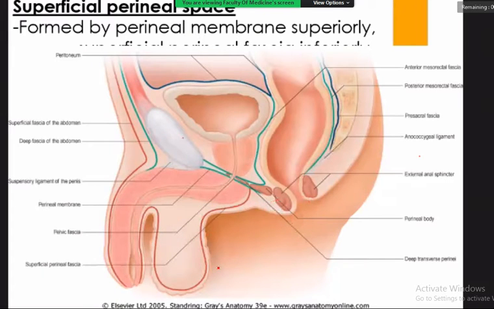Still, in a mid-sagittal section, we can still see the deep pouch between these two green lines, and the lower green is the perineal membrane, which forms the superior boundary of our superficial perineal pouch, and then the superficial fascia, which forms the lower boundary, is this one, enclosing the scrotum. And on this side, you can see it continuous with the fascia of the abdominal wall. So our interest is all the contents here, because these are all contents of the superficial perineal pouch.